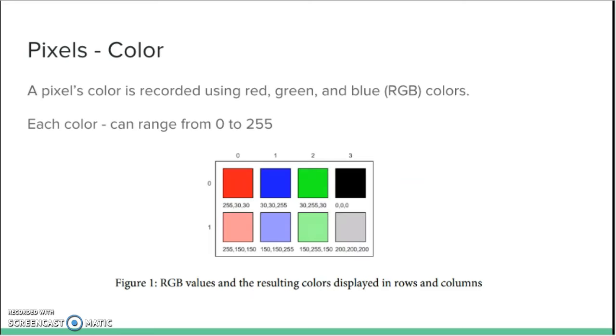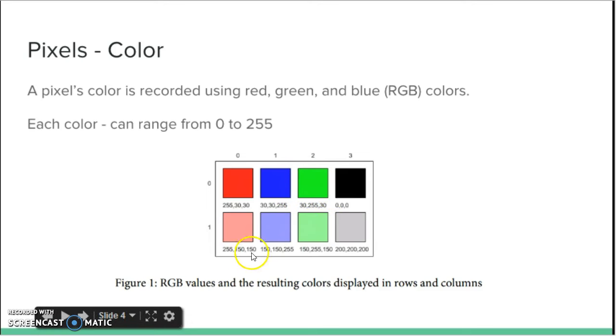So each pixel has a color. And we record that color using red, green, and blue. So each pixel has a red, green, and blue value. Those values can range from 0 to 255. So here's some examples. This right here is when red is 255, green is 30, blue is 30. It makes a solid red. Here's where red is 30, green is 255, and blue is 30. That makes a solid green.